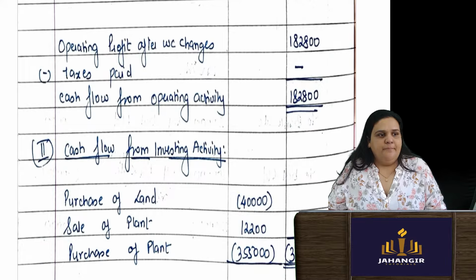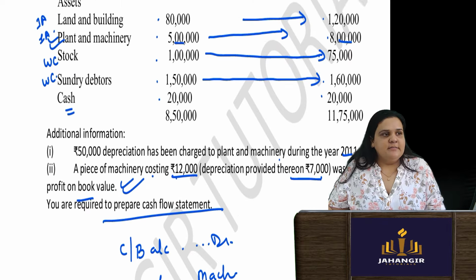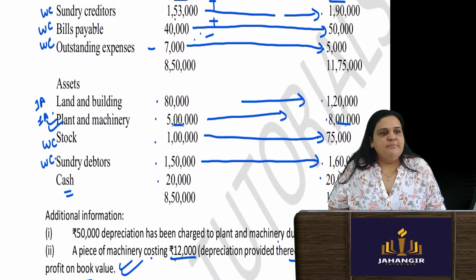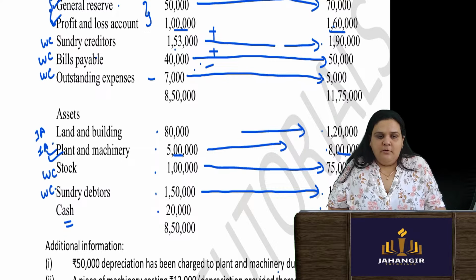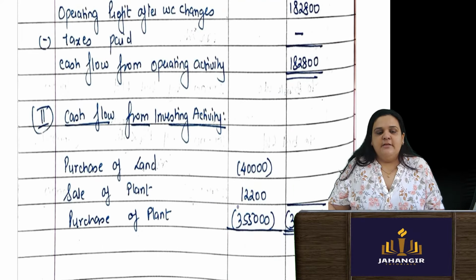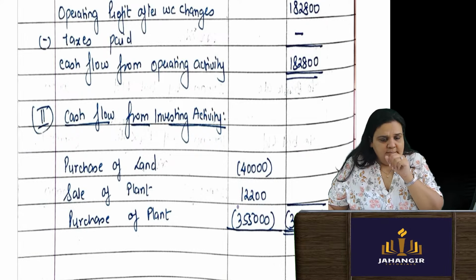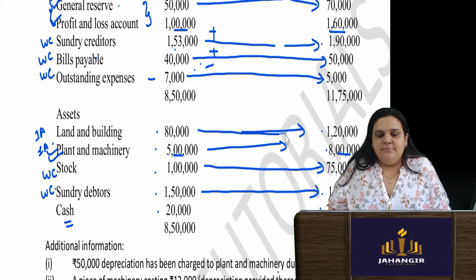1,82,800. Now I am left with investment and financial activities. We have already mentioned what investment activities are for us: land and building and plant and machinery. Land and building we have already calculated, purchase of land and sale of land. See, this purchase of land from 80 has become 1,20,000.